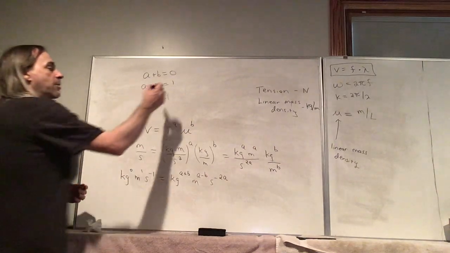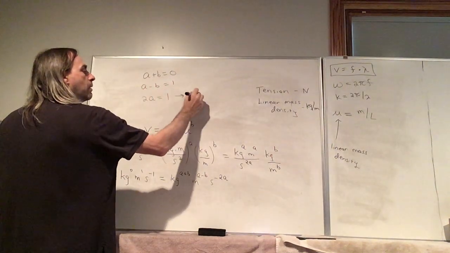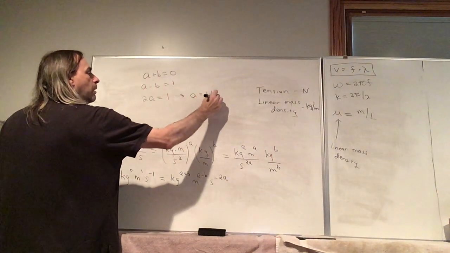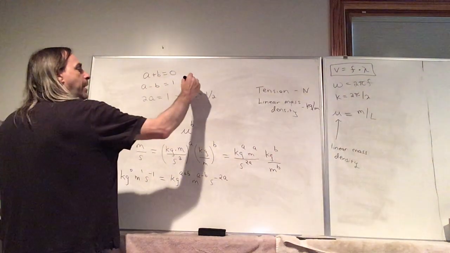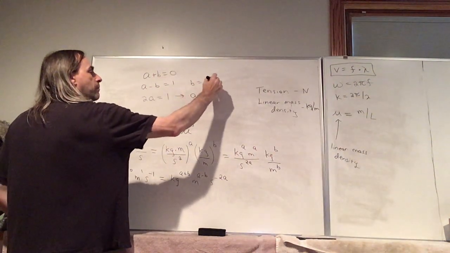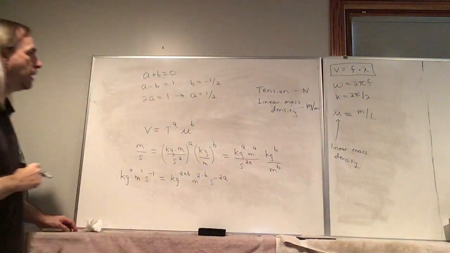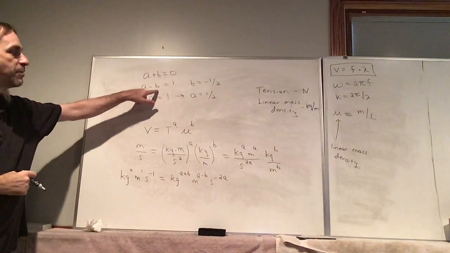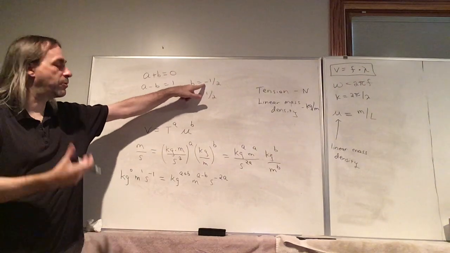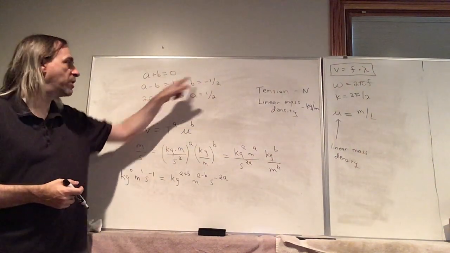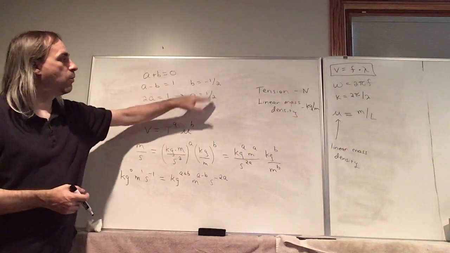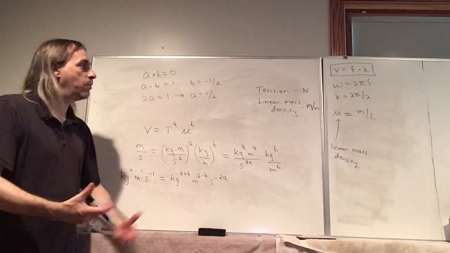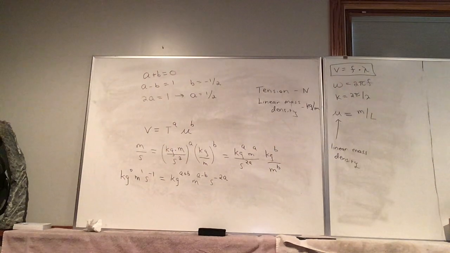And we can immediately solve for A. A is equal to 1/2. And that means B has to be equal to minus 1/2. Because A minus B, 1/2 minus minus 1/2, that's 1/2 plus 1/2, which is 1. Or if we add A plus B, 1/2 and minus 1/2, they cancel out, we get 0. So we found A and B.